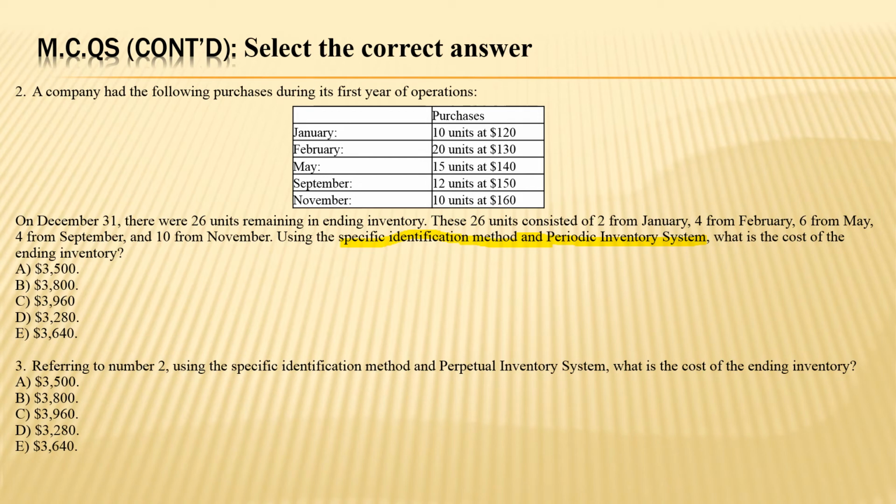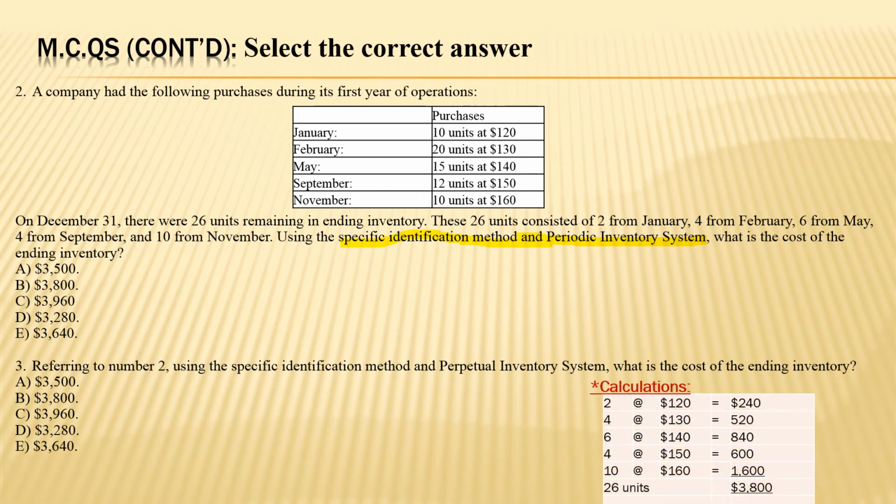However, here it's easy. I have the info regarding the ending inventory and it's required from me to calculate the cost of ending inventory based on the info I have. So, as you can see here in the calculations, I will just multiply the 2 units from January by the cost per unit in January, which is $120. Then I'm going to multiply the 4 units remaining in February by the cost per unit in February, which is $130. Then I multiply the 6 units remaining in May by the cost per unit in May, which is $140.